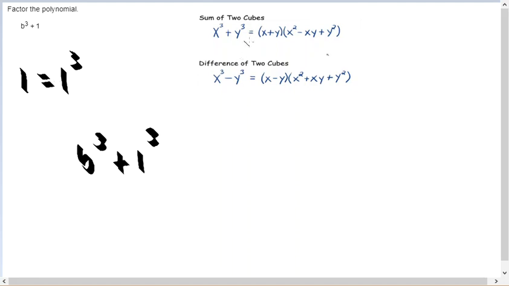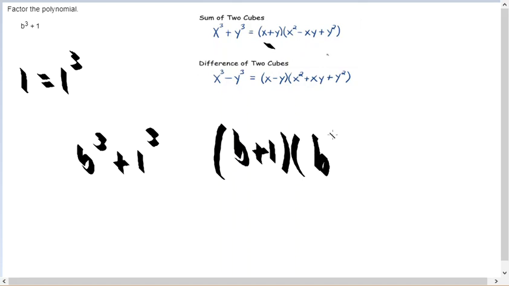And then we'll be using the top one up here, so it'll be b plus 1. That's for the first part here, right under here. I'll underline it. And then for the second part, we'll have b squared, and then 1 times b, but it'll be negative, so minus 1 times b, which is just b, and then plus 1 squared, which is still 1. So yeah, 1 is your y component. Yep, so there we go. We're done.